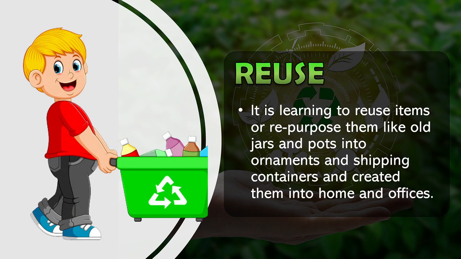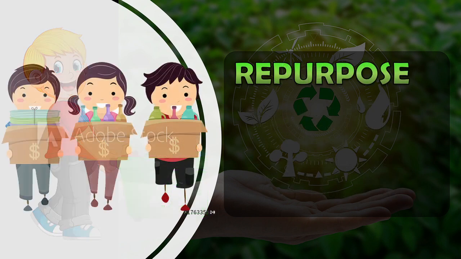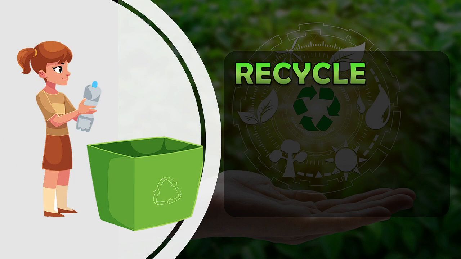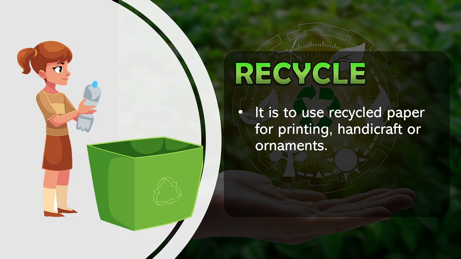Reuse. It is learning to reuse items or repurpose them like old jars and pots into ornaments and shipping containers and created them into home and offices. Next R is repurpose. It refers to the process by which an object with one use value is transformed or redeployed as an object with an alternative use value. And last one is recycle. It is to use recycled paper for printing, handicraft, or ornaments.